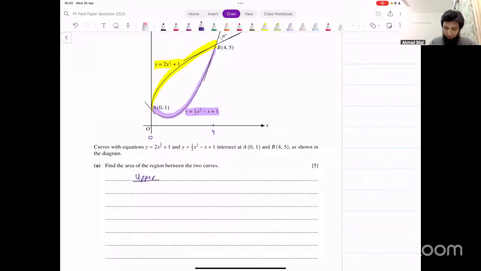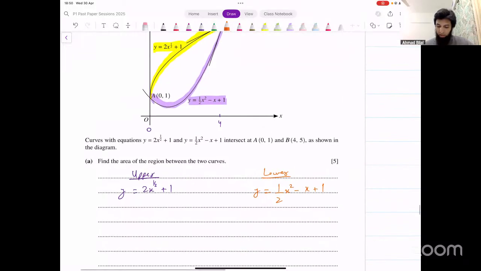The upper curve is y equals 2x raised to power 1 over 2 plus 1. What's the lower curve? The lower curve is y equals half x squared minus x plus 1. These are the two functions that we've got.